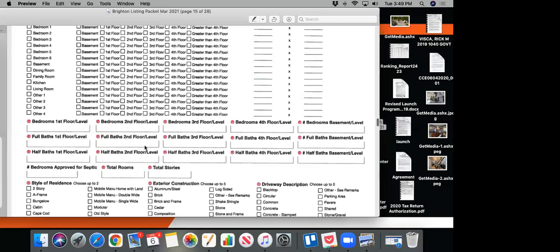Okay, full bathroom, first, second, third, fourth, and basement, half bathrooms, total number of rooms and total number of stories. So a ranch is 1 story. A house that's considered a cape is 1.7. And when all the bedrooms are upstairs, it's considered 2.0.